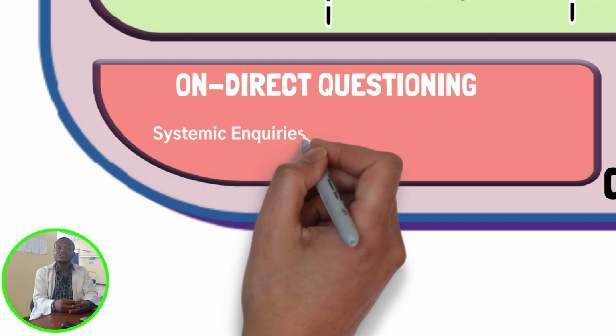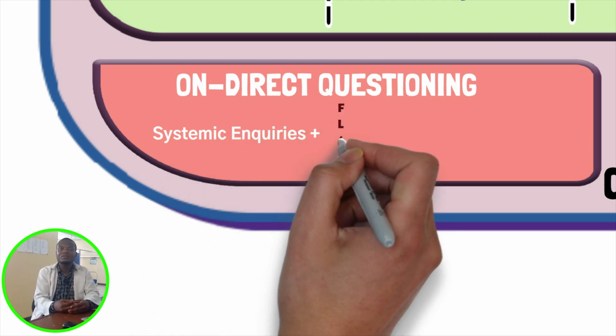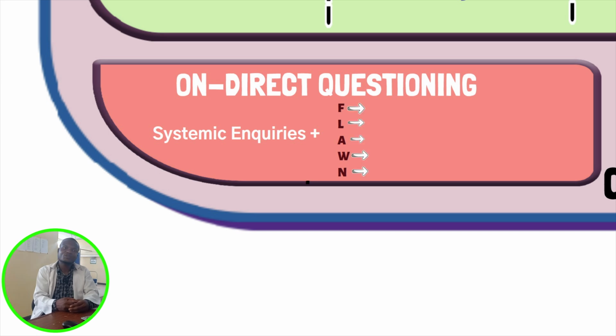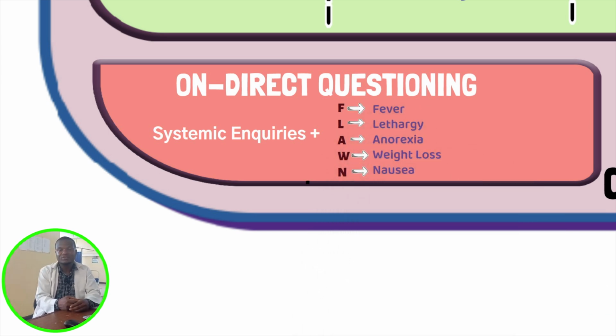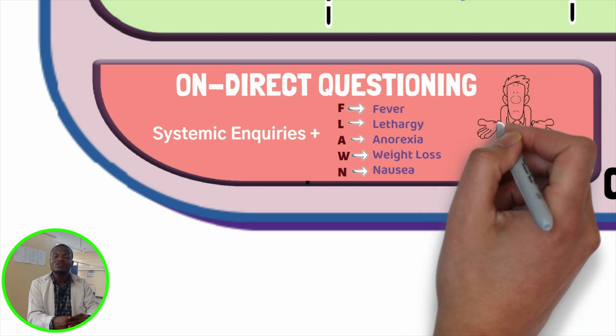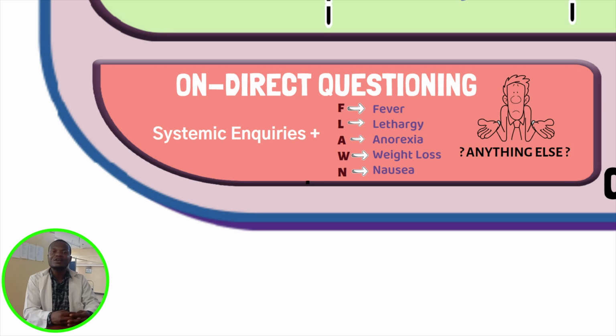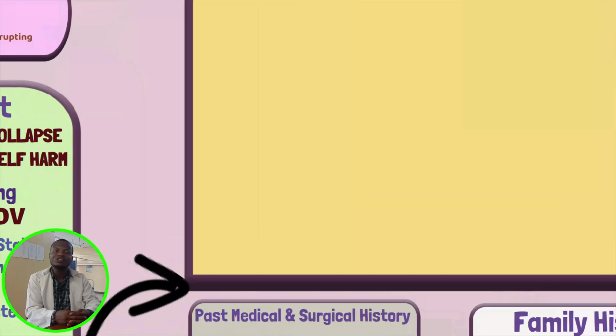There are certain general questions you ask for any patient, and the mnemonic is FLAWN. That's for fever, lethargy, anorexia, weight loss, and nausea. After the indirect questions, it's usually advisable to ask the patient a question like, "Anything else?" for you to capture all the things that you were not able to ask, and also to assure the patient that you are really listening to him and you care about the condition.